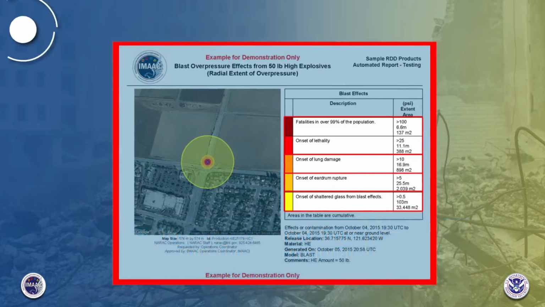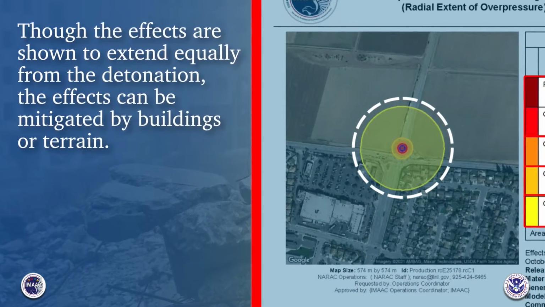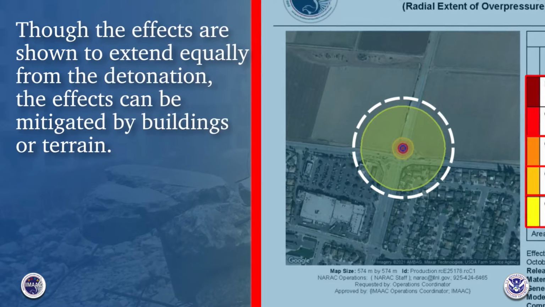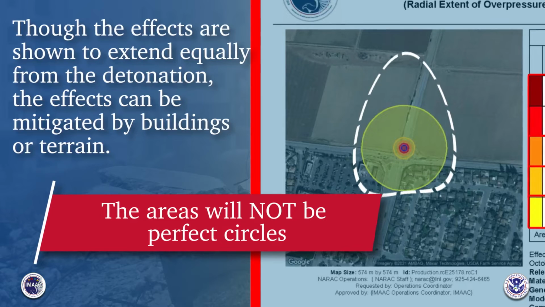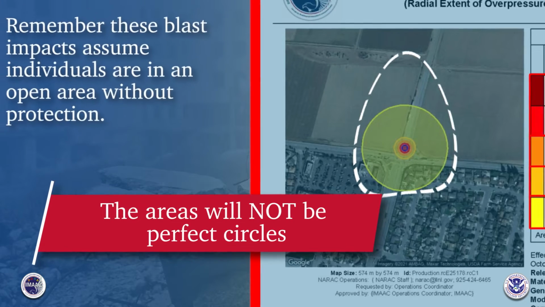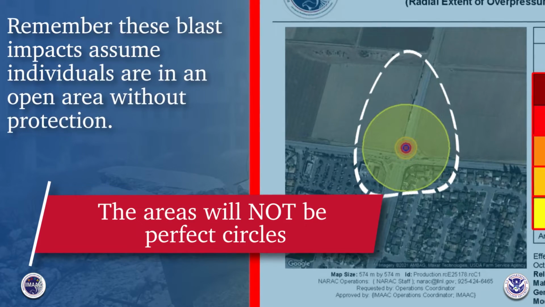While the overpressure effects are shown to extend in all directions equally from the detonation point, the effects can be mitigated by buildings or terrain. In reality, the areas will not be perfect circles as shown in IMAAC product. It is important to remember that these blast impacts assume individuals are in an open area, without protection from being inside or near buildings.